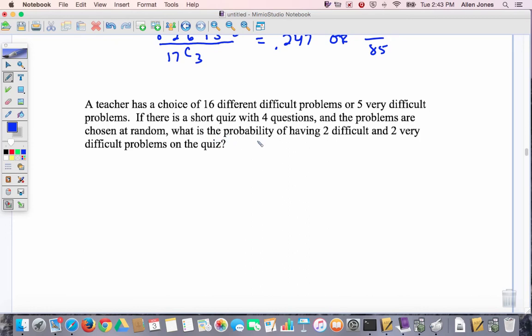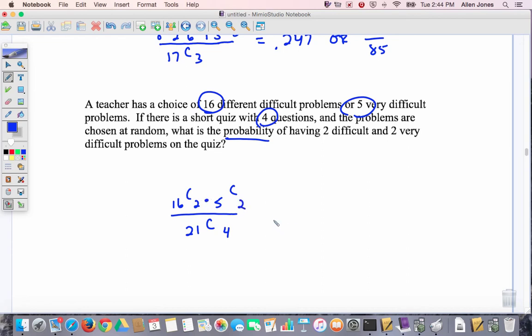One more time here. A teacher has a choice of 16 difficult problems or 5 very difficult problems. It is a short quiz with 4 questions, and the problems are chosen at random. What is the probability of having 2 difficult and 2 very difficult problems on the quiz? Probability, starting with my fraction bar. I have a total of 21 questions to choose from. Of those 21, I'm going to put 4 on the quiz, so 21C4. There's my denominator. Doesn't matter what order I put those questions on the quiz, I'm just putting 4 random questions on the quiz. Of those 21, 16 are difficult and 5 are very difficult.